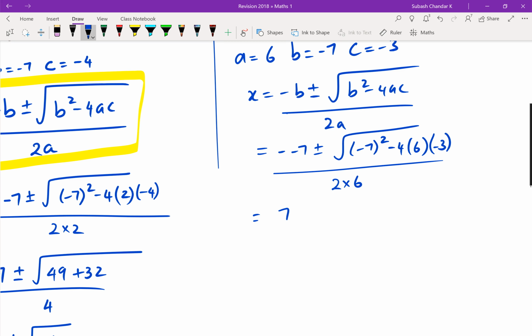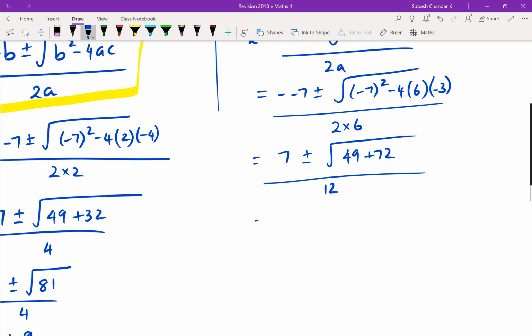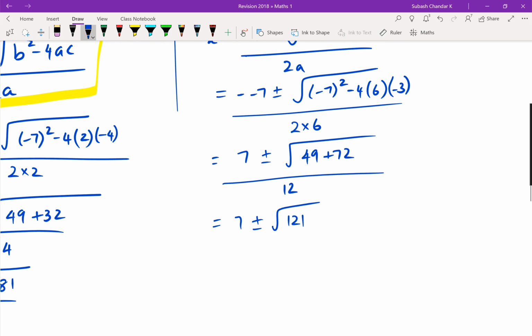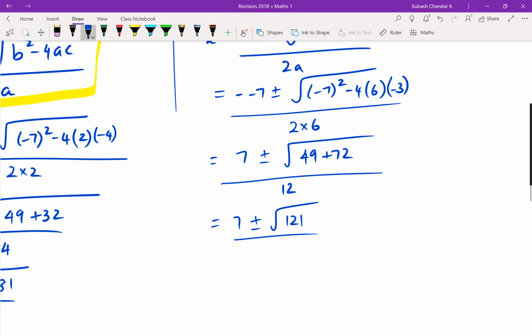So I've got 7 plus or minus the square root of 49. 6 times 4 is 24, and 24 threes are 72, over 12, equals 7 plus or minus the square root of 121. Now remember, I told you guys, nice and easy numbers, so square numbers. The square root of 121, do you guys know how to do the square root number trick? Yeah, just remember.